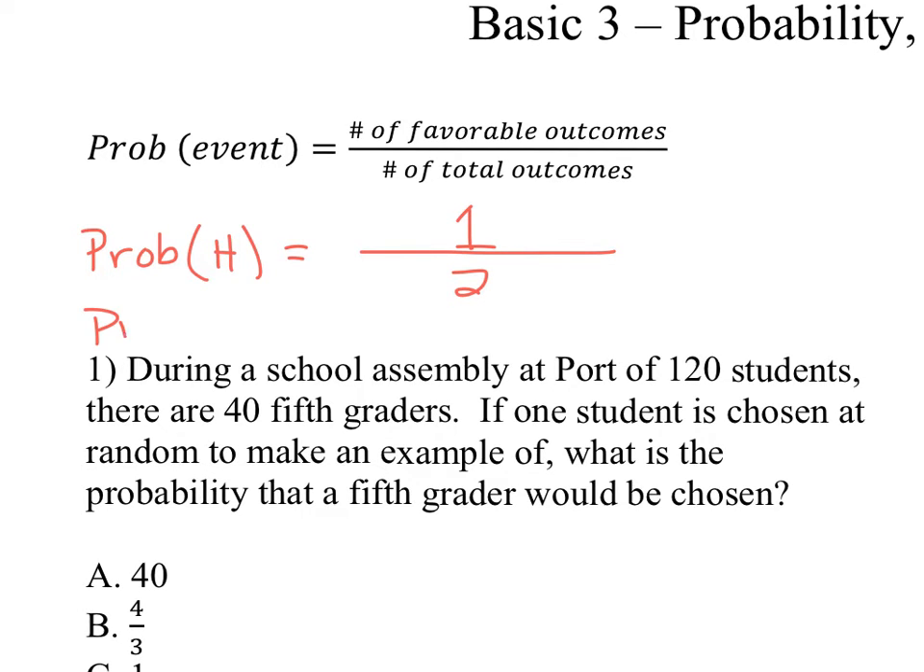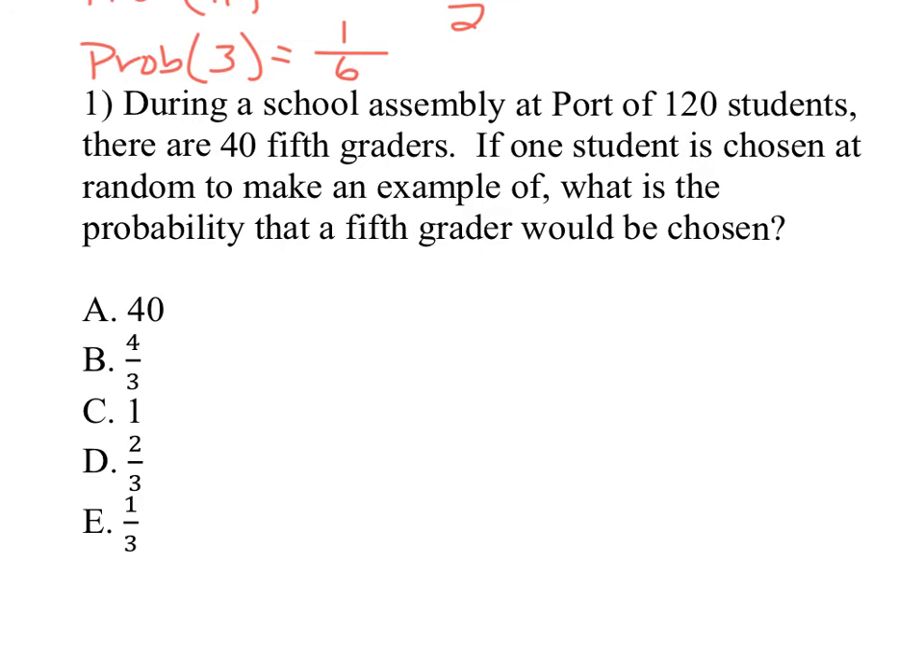Let's just do another real quick. Probability of rolling a die that has 6 sides, and that rolls a 3. Well, how many 3s are on a die? There's 1. It's the number of favorable outcomes. How many total outcomes are there on a die? There are 6, because there's 6 sides. So the probability of getting a 3 is 1 out of 6.